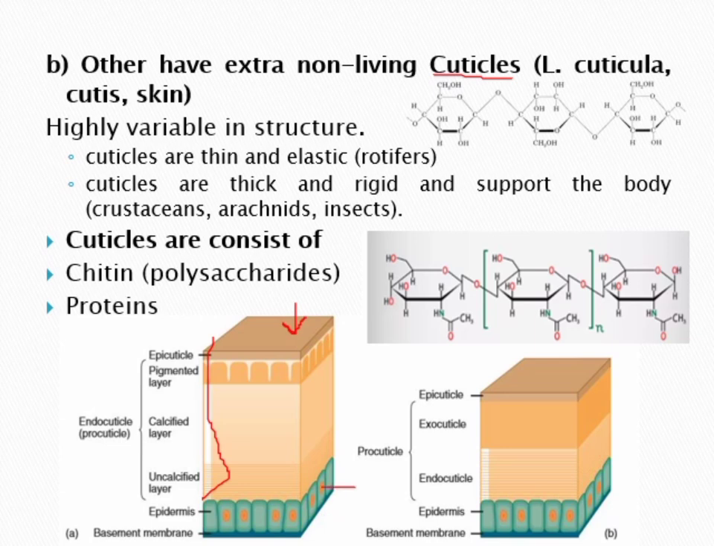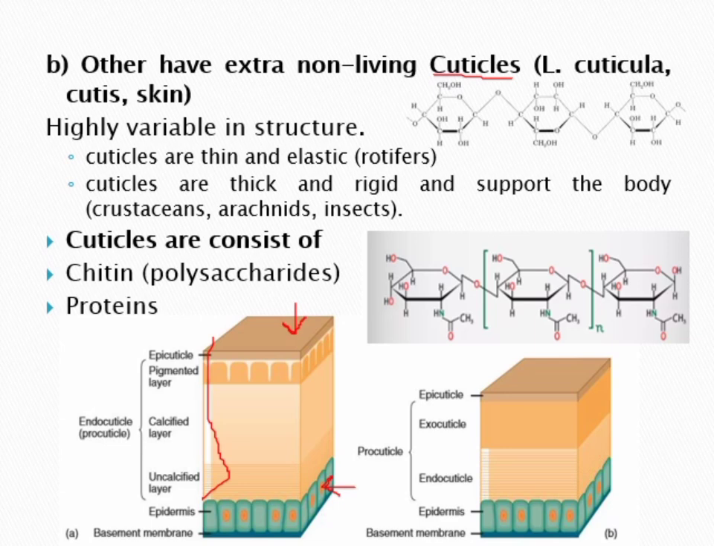The structure of this cuticle is highly variable. It could be thin and elastic, or it could be thick and rigid, and it could support the body, like in crustaceans, arachnids and insects. The cuticle makes an exoskeleton, supporting the body. So this cuticle could be soft, thin or elastic, when its composition is different than the cuticle that is thick and hard.